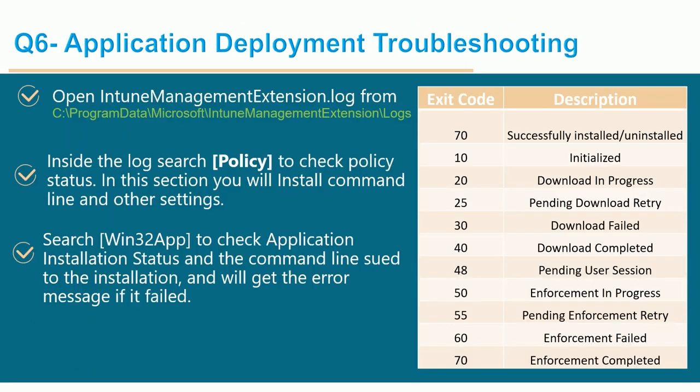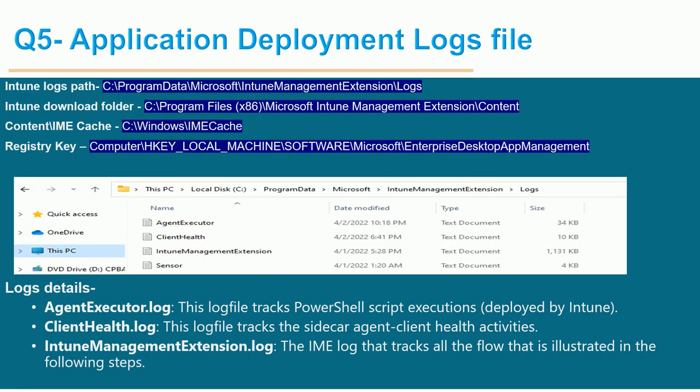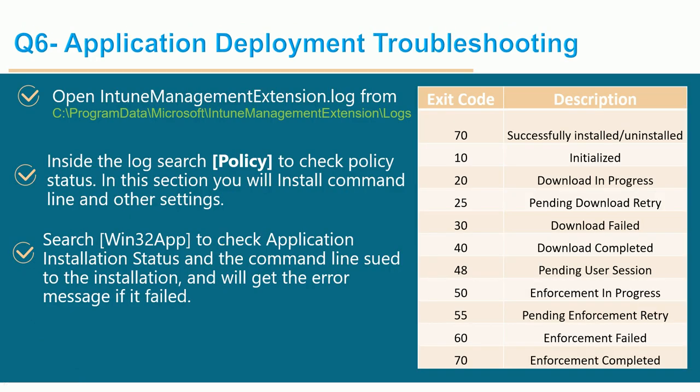Now let us move to the next question. Application deployment troubleshooting. So how can you troubleshoot? Here I showed you the log files. These log files are only used for this troubleshooting. So again I mention the same thing. Open the IntuneManagementExtension.log from this particular path, and inside the log first you have to search the policy tag, and that policy tag will let you know whether the application policy reached the devices or not.